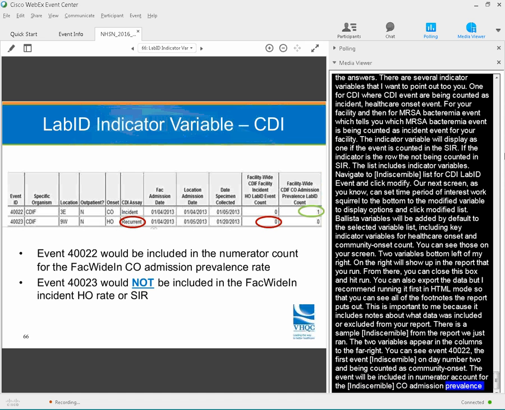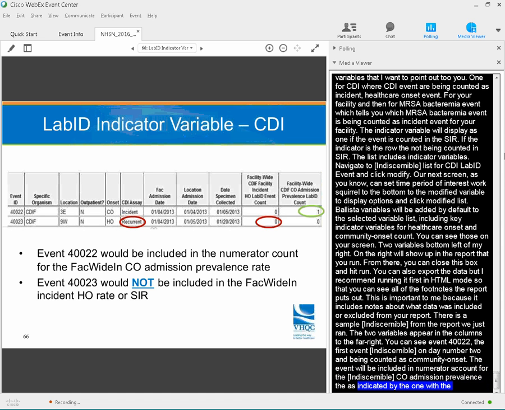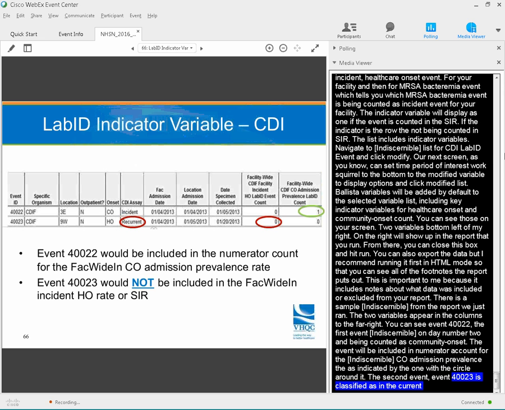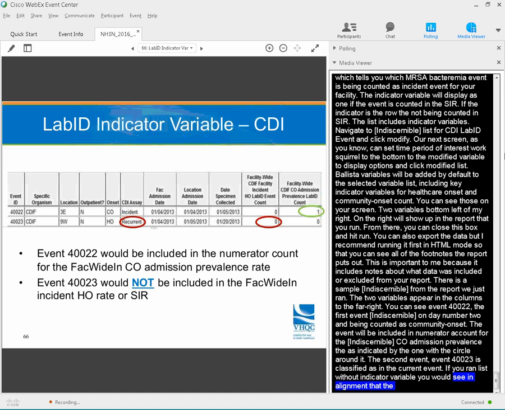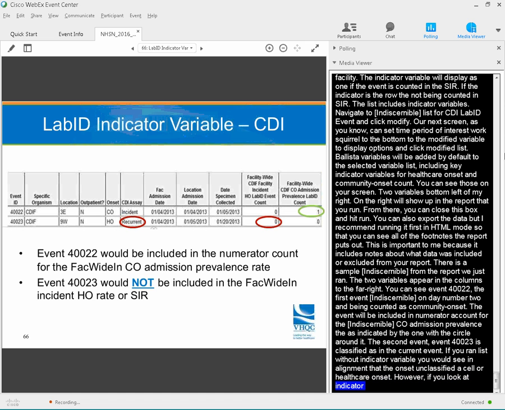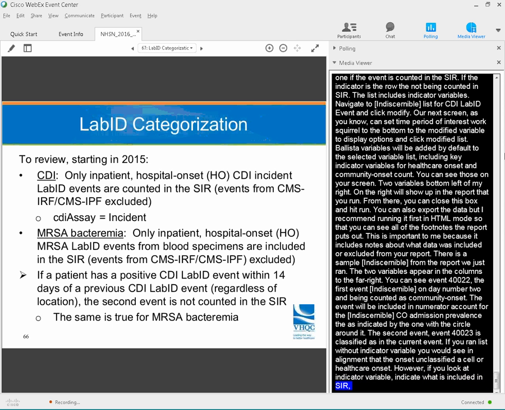The second event, event 40023, is classified as a recurrent event. If you ran a line list without the indicator variables, you would see in the line list that the onset is classified as HO, or healthcare onset. However, if you look at the indicator variable, which indicates what is being included in the SIR, you can see that the recurrent event is not being counted as indicated by the 0 with the red circle around it.